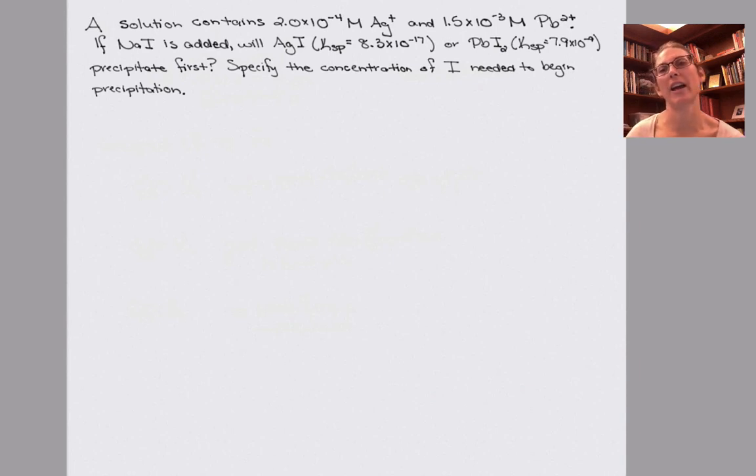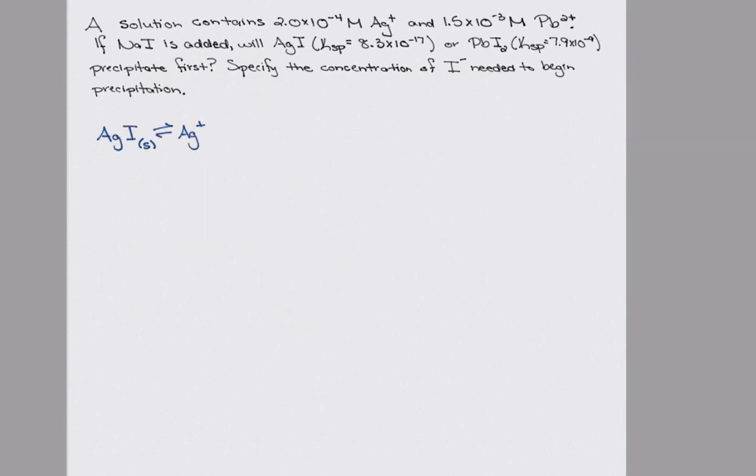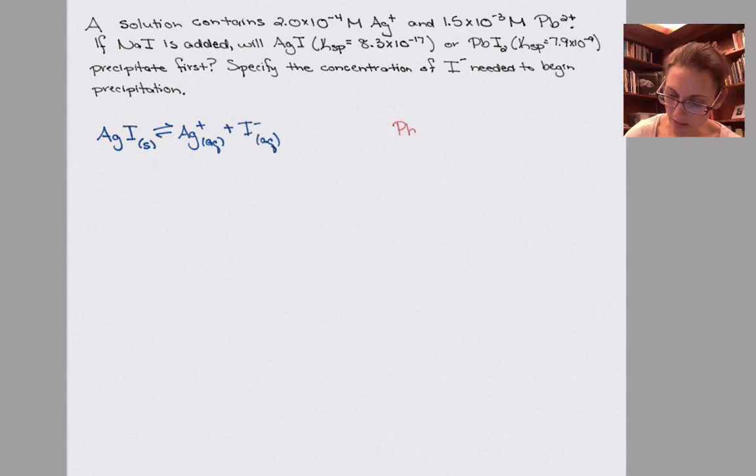But since the lead iodide has a subscript of 2 on the iodine, the concentration of iodide is going to be squared in its KSP expression, and so that might impact things. So let's figure out which of these is going to precipitate first, and let's do it mathematically, because that'll also answer the second half of the question, which says to specify the concentration of the iodide needed to begin precipitation. When you have a problem, the important thing is to start with the dissolution equation for each of the possible solids you might form. So in this case, that is silver iodide and lead iodide.